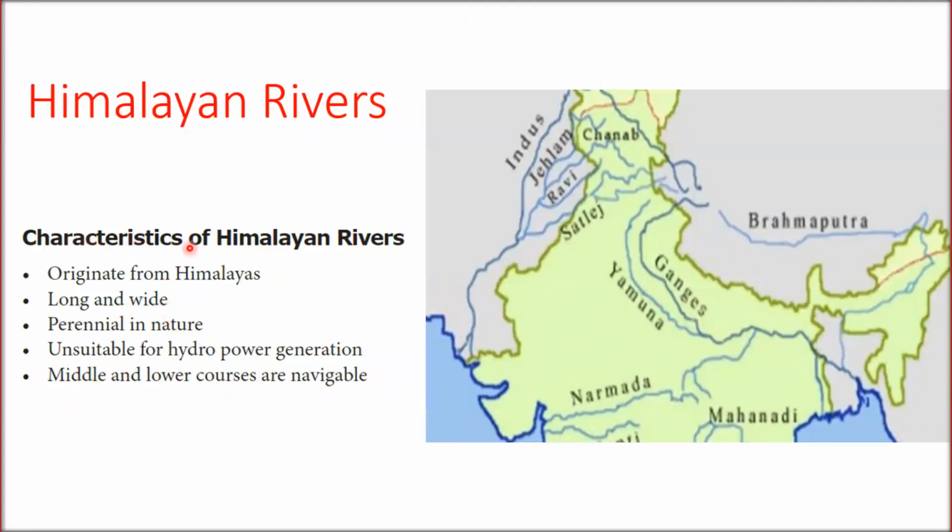Now, the important characteristics of Himalayan rivers. They originate from the Himalayas. The Himalayan rivers are long and wide. They are perennial in nature, that is, they have water throughout the year. During the monsoon season, the monsoon rainfall feeds water to the rivers, and during the summer season, the glaciers of the Himalayas melt and feed water. These rivers are mostly unsuitable for hydropower generation since they flow over the plains. Middle and lower courses are navigable.